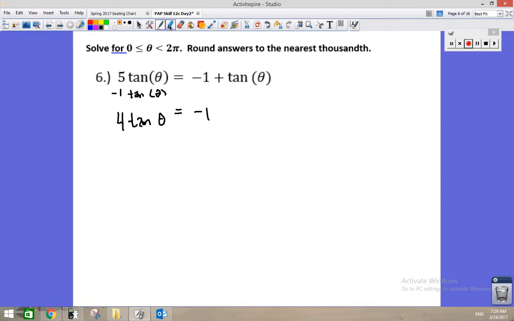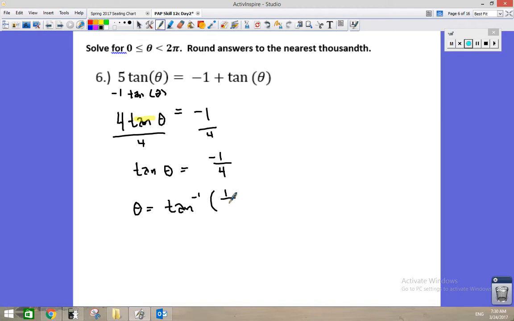The factor that contains my variable is this tangent of theta, so I need to divide both sides. The inverse of multiplication is division. I need to divide both sides by 4. So I have the tangent of theta is equal to negative 1/4. To find theta, we take the inverse tangent.